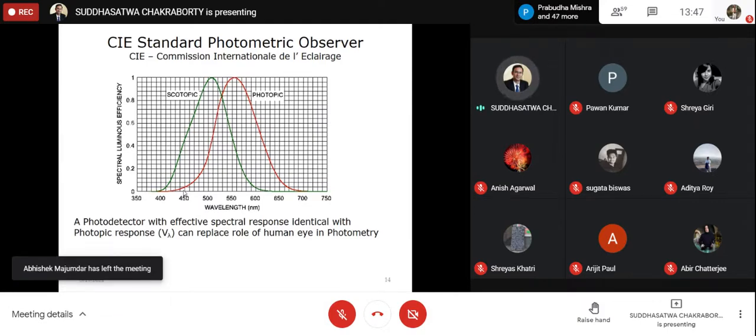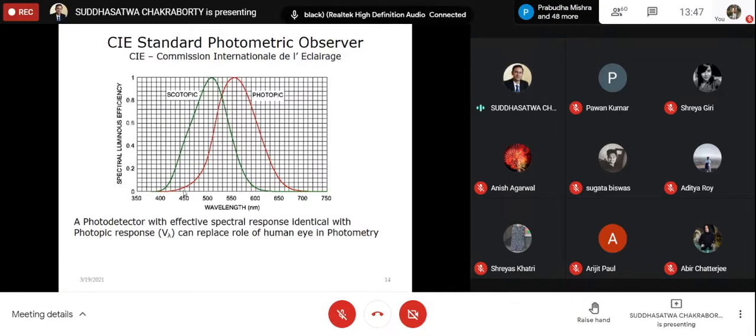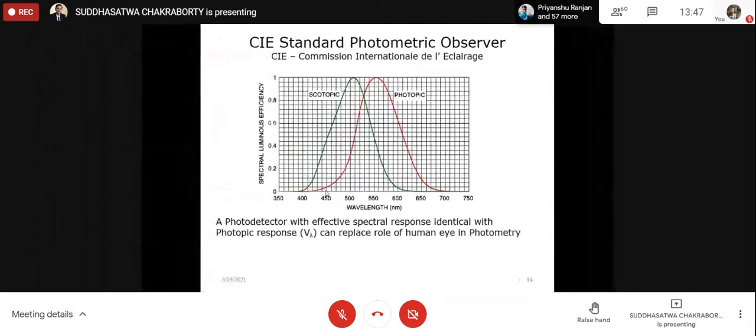Now let us think about that. In this case, the red curve, if we follow, in the x-axis we have wavelength between 380 to 780 nanometer, and in the y-axis we have the spectral luminous efficiency curve. That is the human eye response. The value varies from 0 to 1. For the red curve, that means what I told you a few minutes back, 380 to 780 nanometer is what our human eye can see.